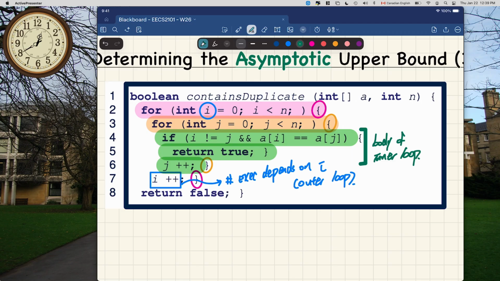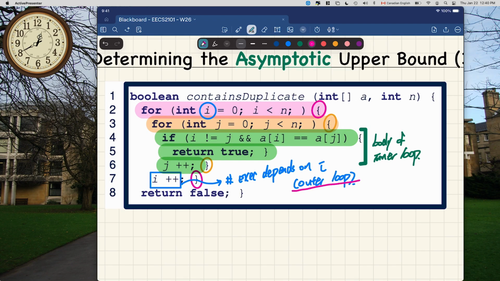Now the question is, how many times, let's start with something simple. How many times will line number 7 be executed? Yeah, go ahead. N times, because the pink line, line number 2, is the outer loop, right? Okay, that's very good. That's something we'll keep in mind. Okay, I'll get there. Okay.